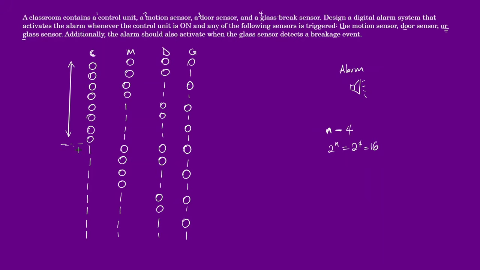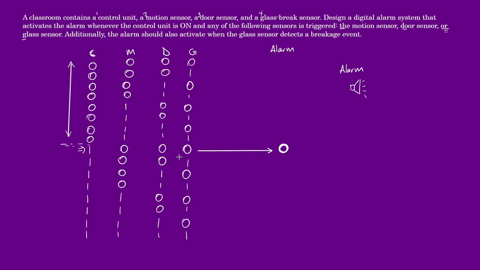For this first one, we can see that the control unit is on, that's a 1, and every other input is off. So although the control unit is on, no other sensor is triggered. Meaning for our alarm, even though the control unit is on and no other sensor is on, we're going to have a low alarm output.